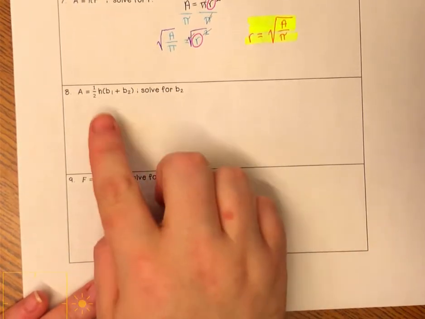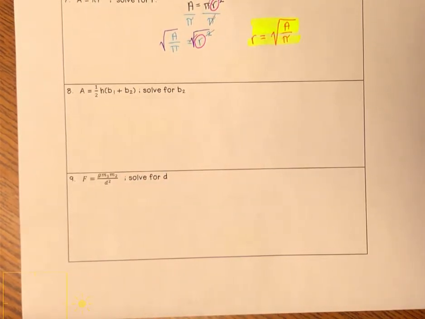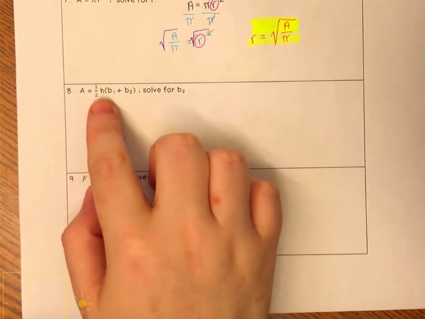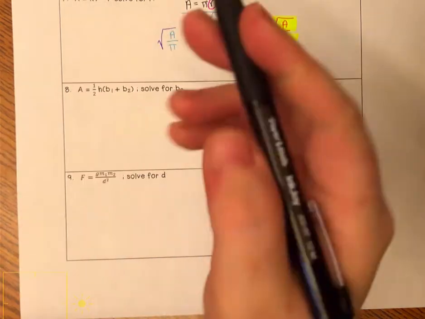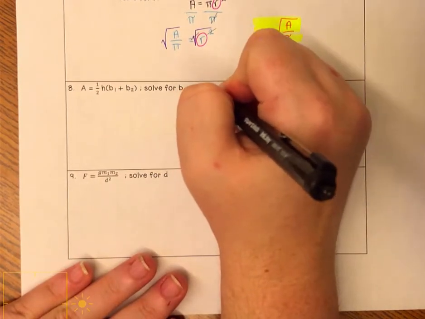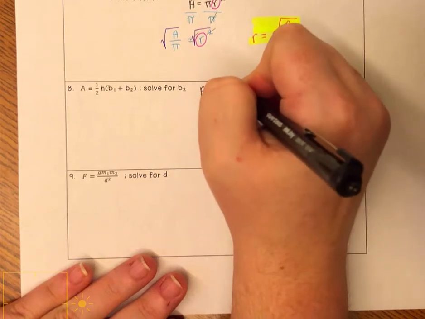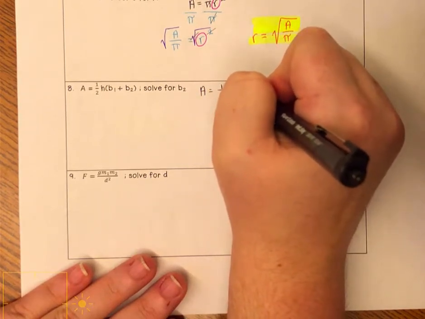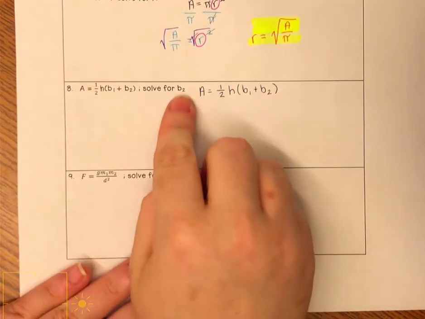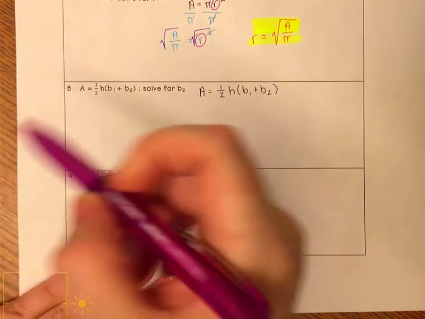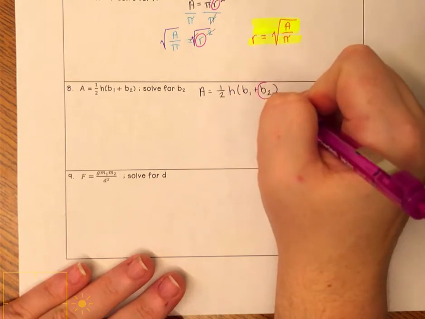This next example is A equals 1/2 h times (b1 plus b2). This is the area of a trapezoid. So rewriting it, A equals 1/2 h times, open parentheses, b1 plus b2, close parentheses. We want to solve for b2, which is the base 2, the second base. I'm going to circle that.